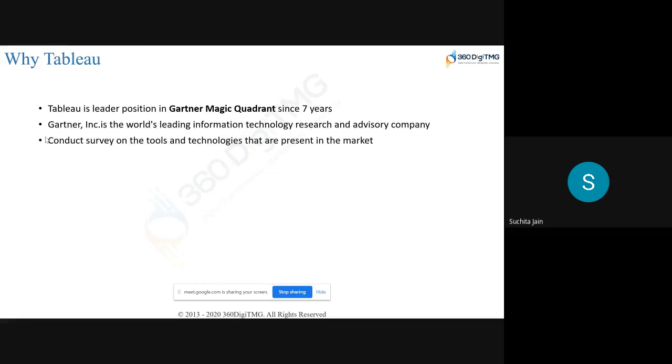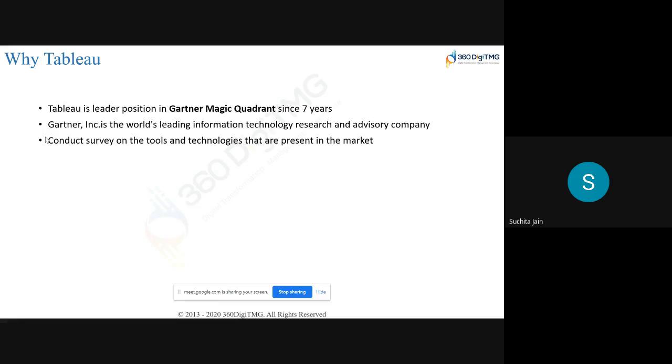Now, why Tableau? Tableau has held a leader position in the Gartner Magic Quadrant for 7 years. Gartner is an organization which conducts a lot of surveys to understand what is performing and how it is performing in the world. Gartner Inc. is the world's leading information technology research and advisory company. So it is coming from a very strong source, and Tableau has been a market leader for the last 7 years. They conduct surveys on tools and technologies present in the market.